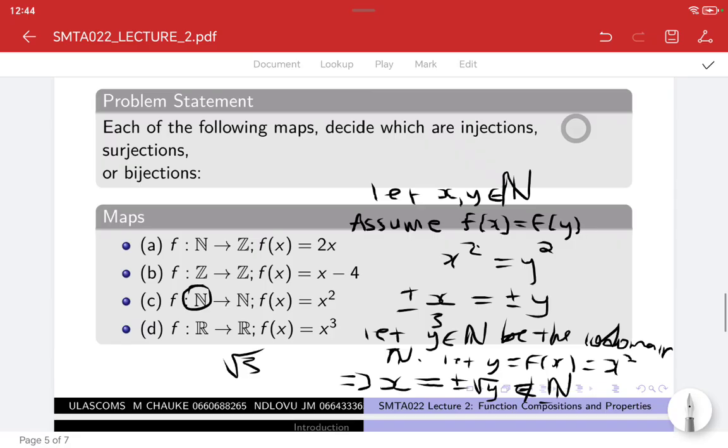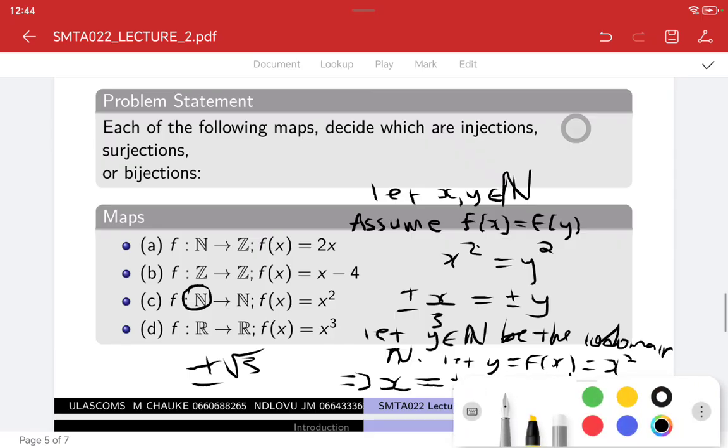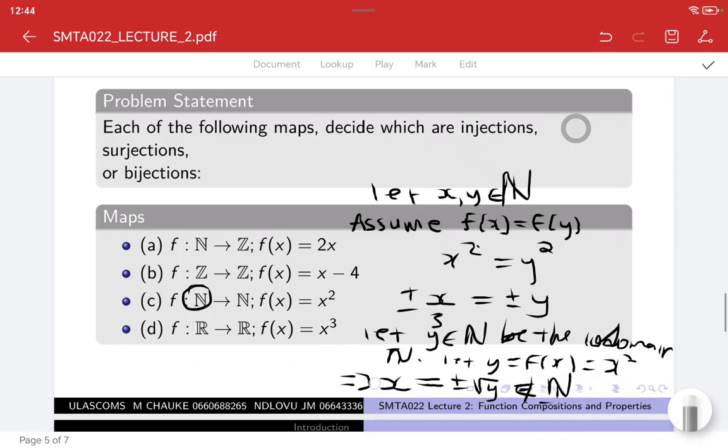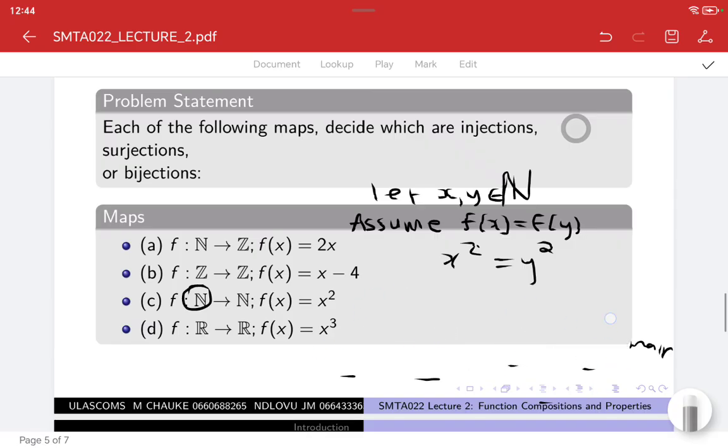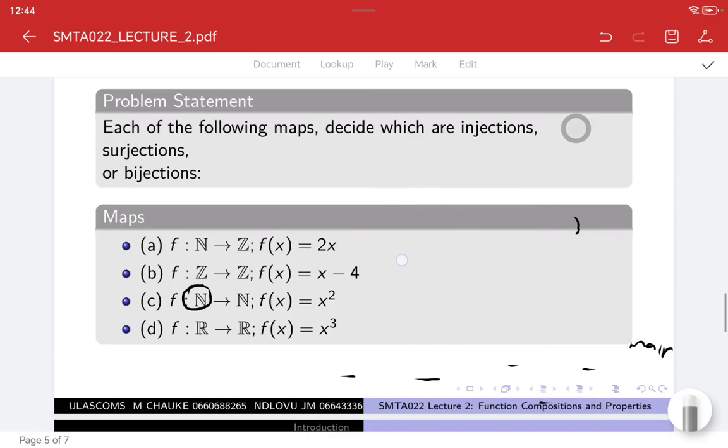No. So it means that this, and the moment I saw by having plus or minus that this is not unique, I won't be having surjective here. So this is not injective and is not surjective. Hence it won't be bijective. So that's what we get for this. You're going to try D and see what you get there.